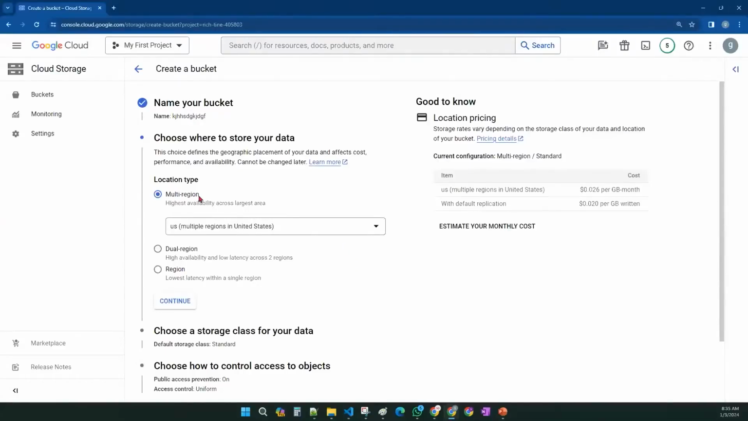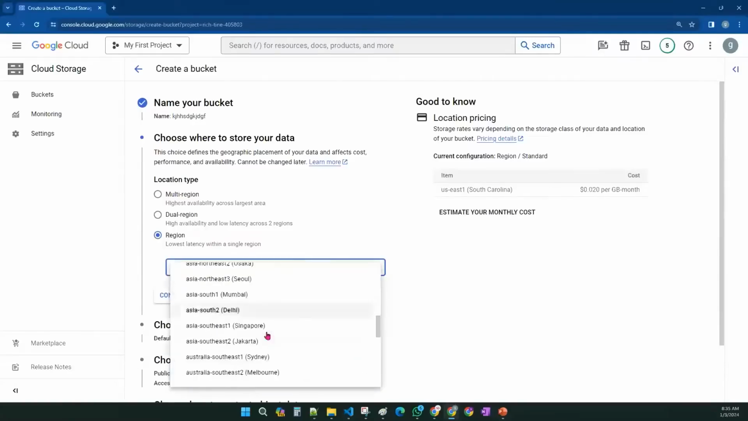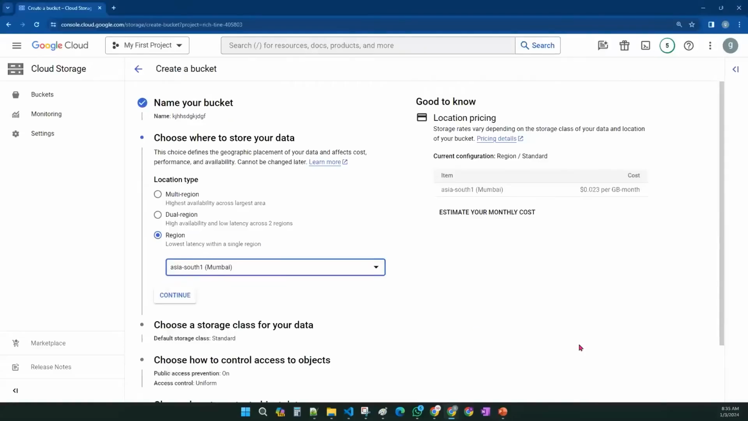Now look here, you have multi-regions. First, let us select a single region. I can select any region, for example Mumbai. The cost of storage per GB per month is $0.023. If I want to store 100 GB, then it is $2.3 per month.